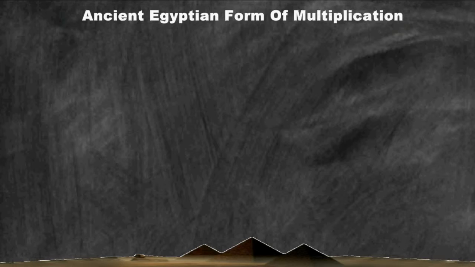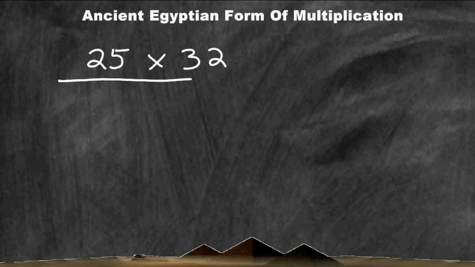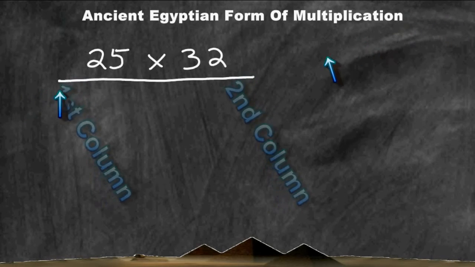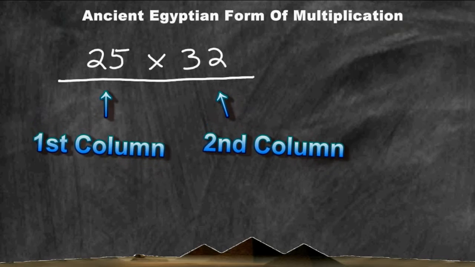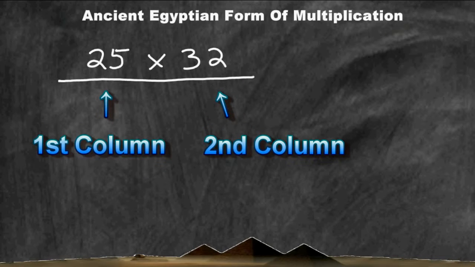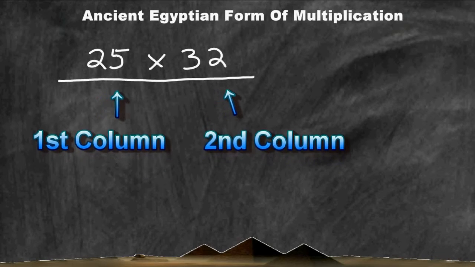To find the product of two different numbers, the ancient Egyptians used a form of multiplication by using doubling. To show how the ancient Egyptians used the doubling method, we are going to use the example 25 multiplied by 32. The first thing that you have to do is write your problem out horizontally. The first number we will consider our first column, and the second number we will consider our second column.